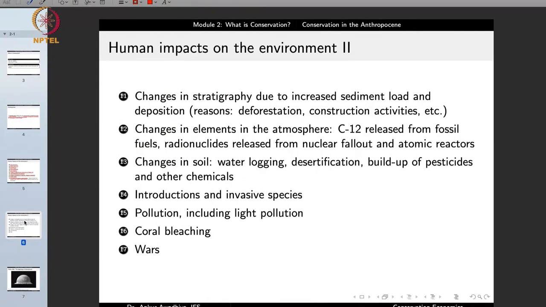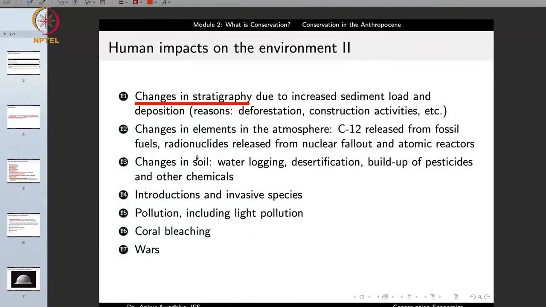Then we have changes in stratigraphy due to increased sediment load and deposition because of deforestation, construction activities, and so on. Now, changes in stratigraphy means that there is change in the levels or the layers of soil that are naturally present. And why do we see these changes? We are observing these changes because of a huge amount of sediments that are being brought through mostly the river systems and the water systems into the lakes. So earlier, suppose every year we had 1 millimeter layer of soil that was coming naturally. But then because of deforestation and because of agricultural activities and other activities, now we are seeing not 1 millimeter, but say 10 millimeters of soil that are coming. So this is leading to changes in stratigraphy.